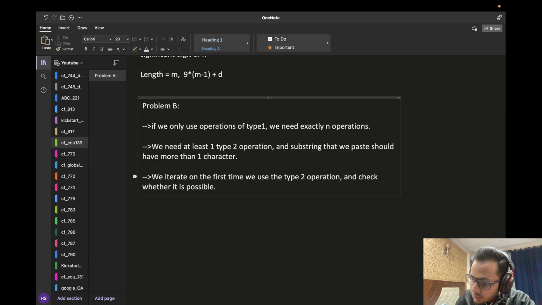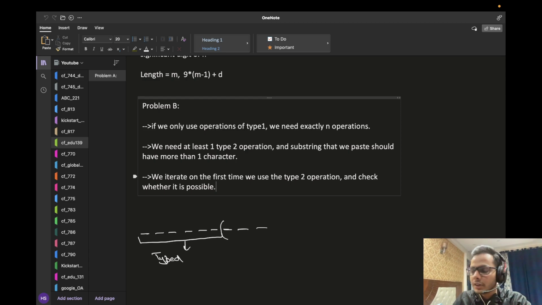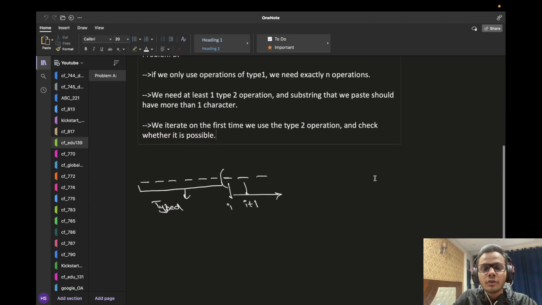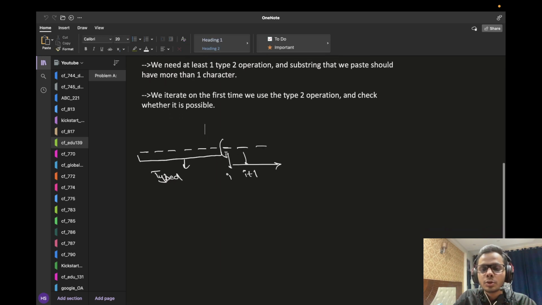Okay, so we have a string like this, and this is where we are right now. And this is the substring which we have already typed, and this is the substring which we need to type. So let's say this is index i and this is index i plus 1. Now if you notice carefully, what we want is we want to use the operation of type 2 here. Okay, we want to use the operation of type 2 at the ith index. Now what are the necessary conditions to do that?